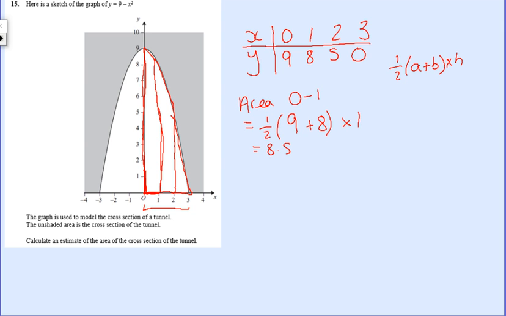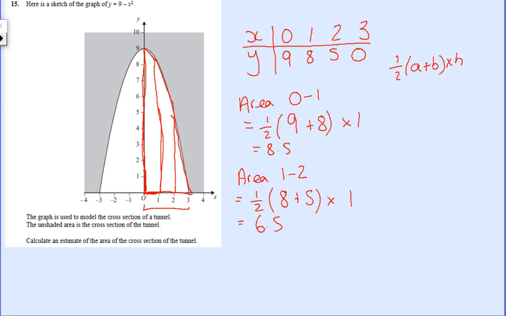Next trapezium, so I'm going to find the area between 1 and 2. So again, it's a half. My a on this one is the y coordinate of 1, which was 8, added to the y coordinate of 2, which was 5, times by the height. Again, we've just gone between 1 and 2, so it's got a height of 1. Simplify that to get you 6.5.